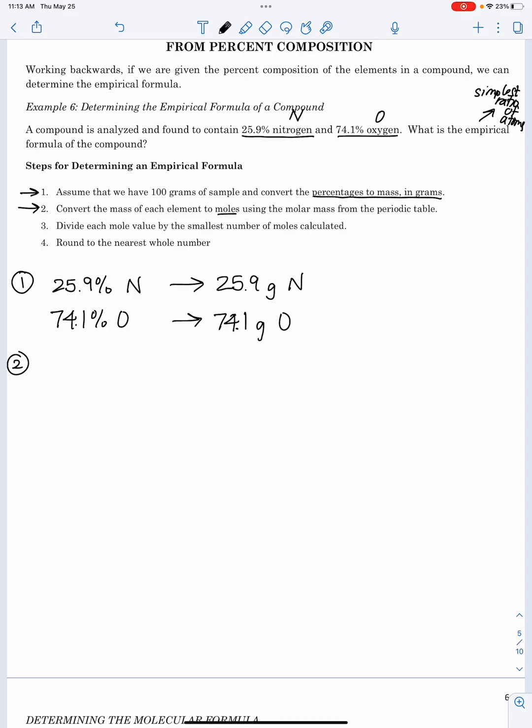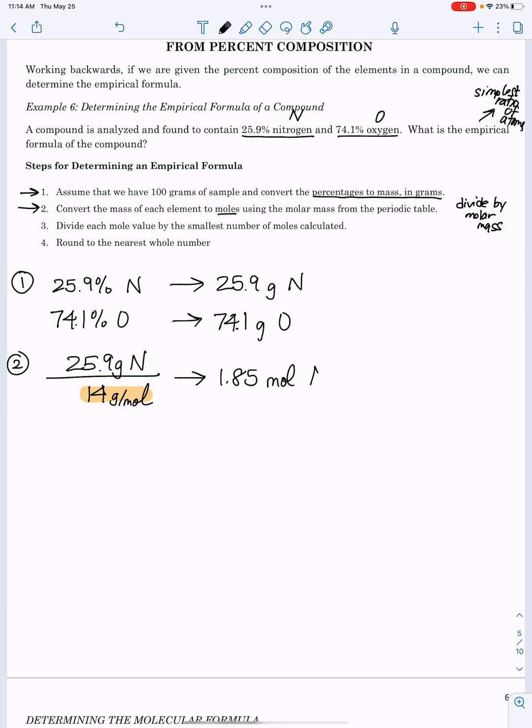My second step here says convert the mass of each element to moles. And we do that by dividing by molar mass. And for elements, we get that from the periodic table. So for number 2, I'm going to convert the 25.9 grams of nitrogen to moles by dividing by its molar mass, which is about 14 grams per mole. So you're going to have to trust me that the molar mass of nitrogen is 14. And so I get 1.85 moles of nitrogen.